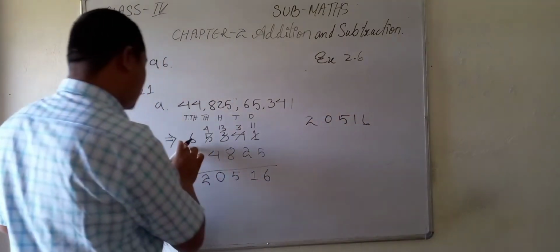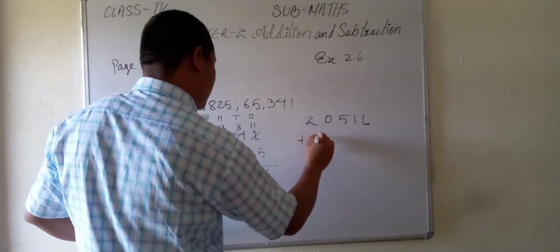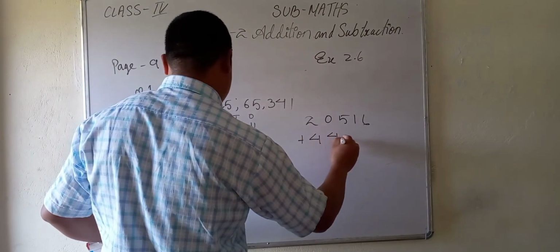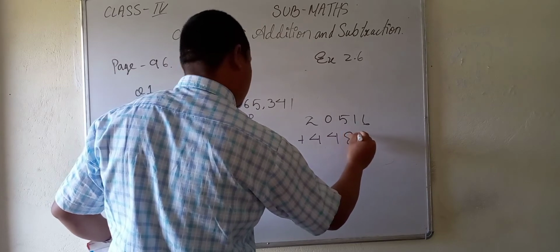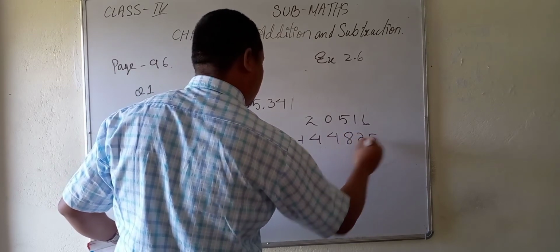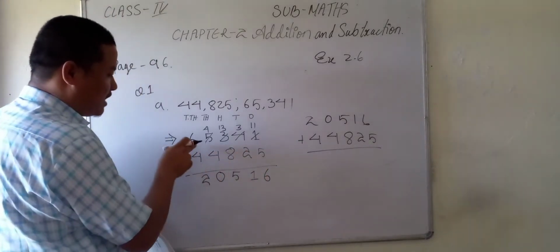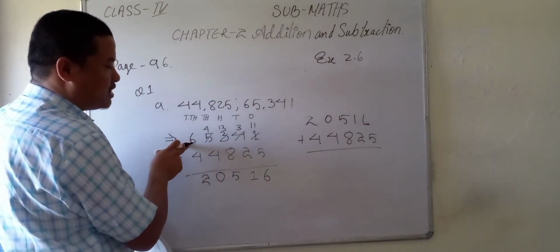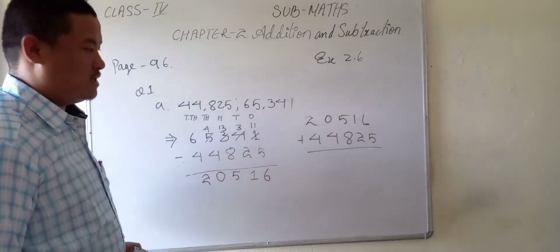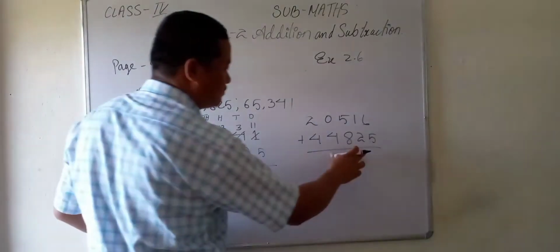20,516 plus 44,825. When you add these two numbers, you have to get this number, 65,341. Then only your answer is correct. Okay, so let us add this one.